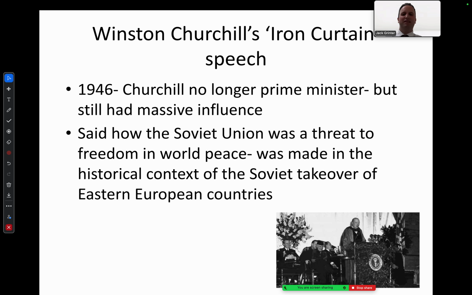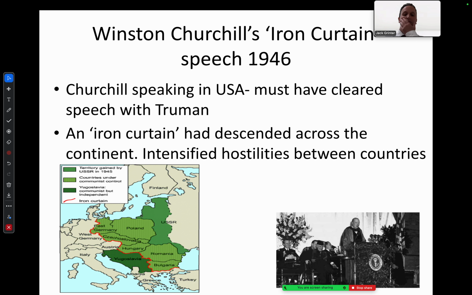Essentially he says the Soviet Union is a threat to freedom and world peace. He says that an iron curtain has descended across the continent. What he means by that is a curtain is normally made of something quite soft, isn't it? Like velvet. You can pull it back and see behind it. What he means by iron curtain is there's a curtain there, you can't see beyond it, can you? This speech was delivered in the context of the Soviet Union taking over control of Eastern Europe.